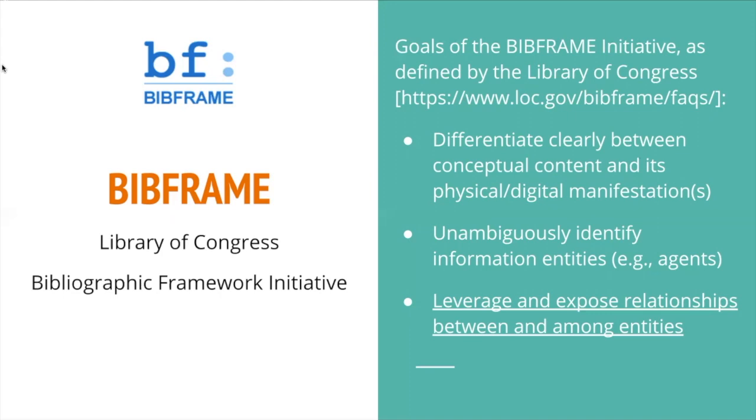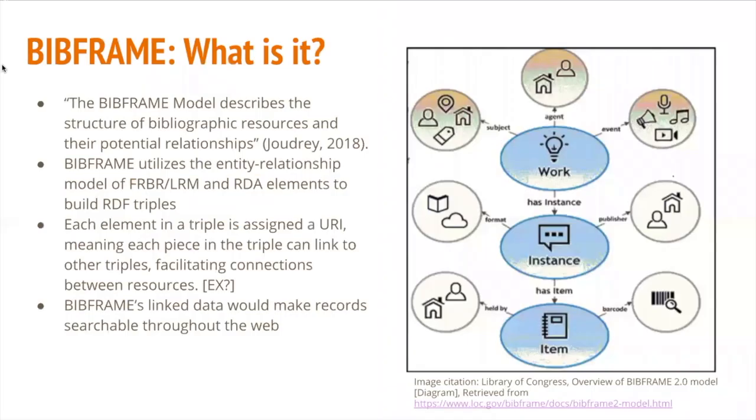This third goal, which is underlined because it is the majority of what we're going to be talking about on the next slides, is to leverage and expose relationships between and among entities. You'll recognize it as a version of the goals of linked data. The BIBFRAME model uses RDF triples and URIs in building its records so that they may be linked to other records, creating a web of data and allowing users to discover connections between resources that they might not have otherwise.